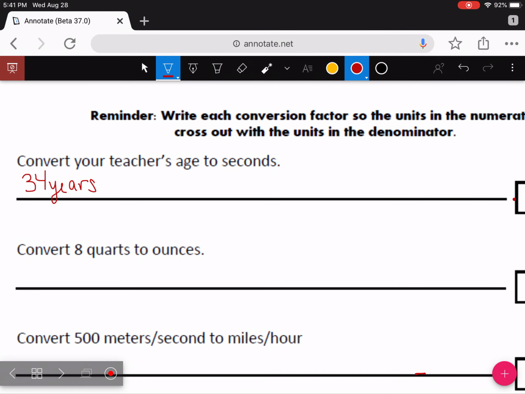All right, we're talking unit conversions. We're going to do this quite a bit with degrees to radians, so let's just get into it. So we're going to convert my age to seconds.